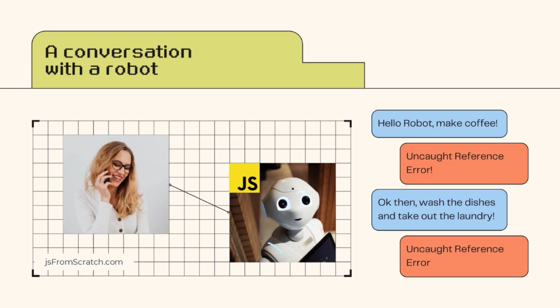This invisible robot is known as JavaScript. Or, to be more specific, it's known as the JavaScript engine. But for now, let's just call it JavaScript or JS. So, how do you talk to this invisible robot named JavaScript?